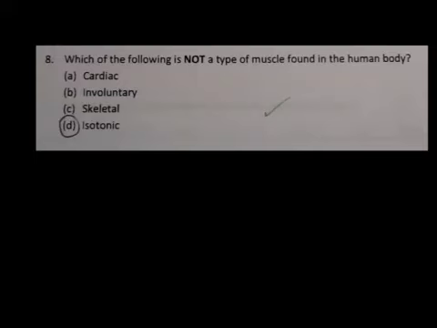If you were doing a process of elimination, cardiac muscle, that's the heart. We can cross that one out. That is a type of muscle. Involuntary muscle, things like the diaphragm that help us to breathe. We don't have to consciously control that. Skeletal muscle, these are the muscles like the biceps, triceps, quadriceps, the main muscles in the body that help us to move. So we're left with our answer of isotonic.